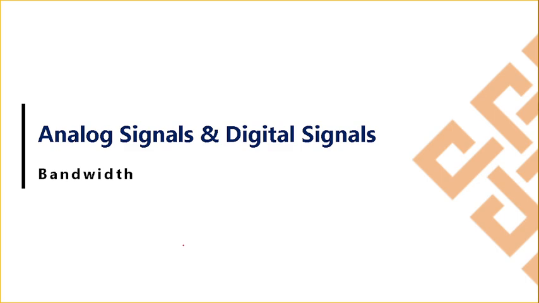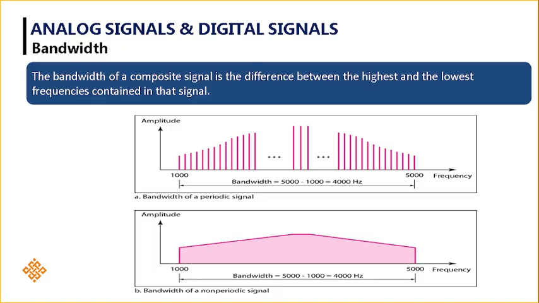And the last one is bandwidth. First, the bandwidth of a composite signal. What is a composite signal? It is a signal which has n number of different other signals with different frequencies. The bandwidth of a composite signal is the difference between the highest and the lowest frequencies contained in that signal. So the highest frequency minus the lowest frequency will give you the bandwidth.